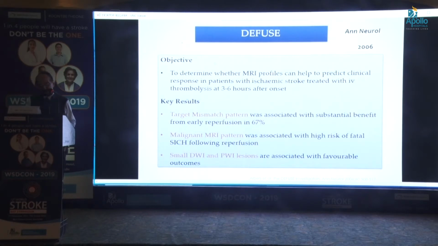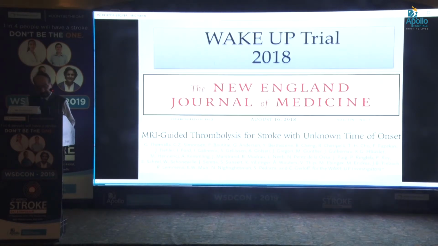And the key results of DIFFUSE were: target mismatch pattern was associated with a substantial benefit of reperfusion, to 67%. Malignant MRI pattern was associated with high risk of fatal symptomatic intracerebral hemorrhage. Small DW, PW lesions are associated with favorable outcomes. So that was the extended age.